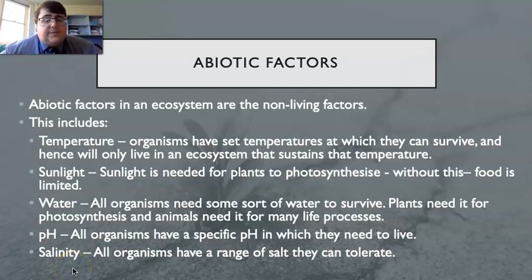Water, all organisms need some sort of water to survive. So plants need it for photosynthesis, animals need it for many other life processes. pH, you have to have an optimum pH, otherwise organisms might not be able to survive in too acidic or too alkaline conditions. Same with salt, it can't be too salty, it can't have too little salt, because that controls how much water an organism has access to. So all of these are abiotic factors that we need to consider when we're looking at ecosystems.